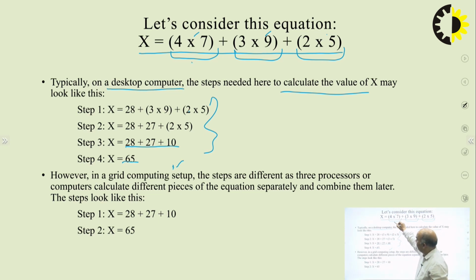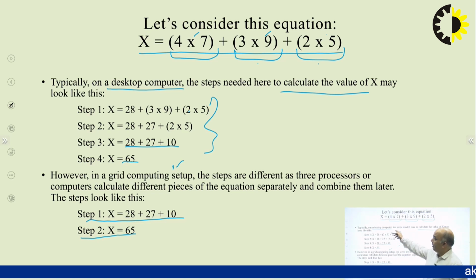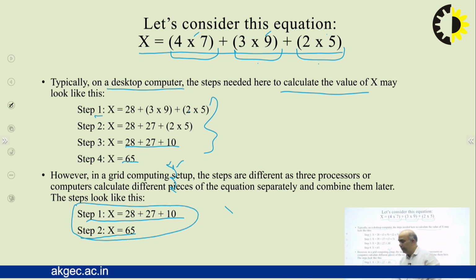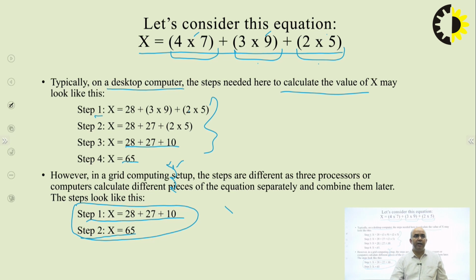Now, this problem can be divided in grid computing. This instruction will be given to one node, then this will be given to another, and this will be given to another node. Parallelly, they are being executed simultaneously. Once they are executed, they will deliver the result in 2 steps. However, in desktop computing, it takes 4 steps, 1, 2, 3 and 4, but in the case of grid computing, we can execute this simple linear expression in 2 steps. So, this is how grid computing works.